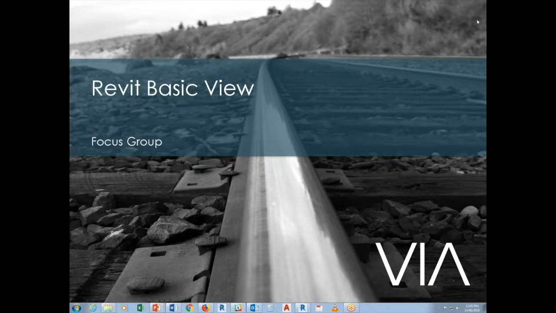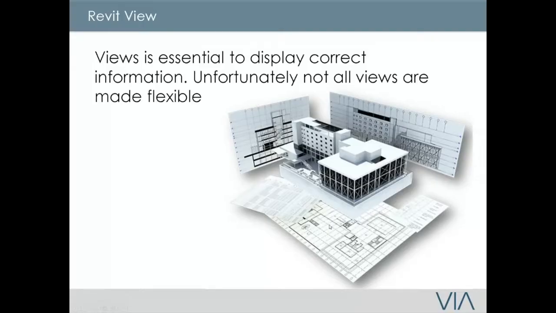Okay. All right. Today we're going to talk about Revit basic views. Everybody knows what a Revit view does. Basically, it's essential. It just displays the correct information. Unfortunately, not all views are made flexible. That's the biggest challenge inside Revit: how do you make it flexible so that you can transfer from one project to another or copy one view to another? Sometimes once you set the view, it's just fixed there, right?